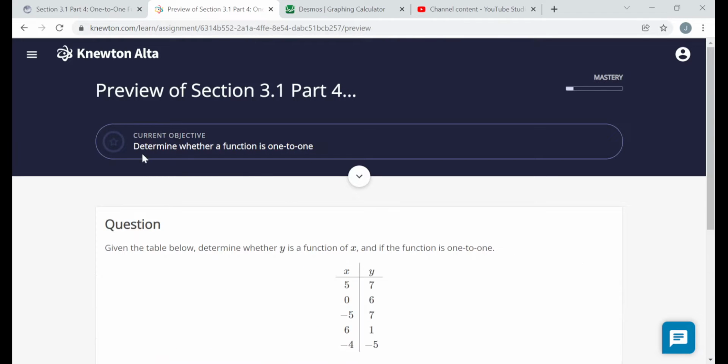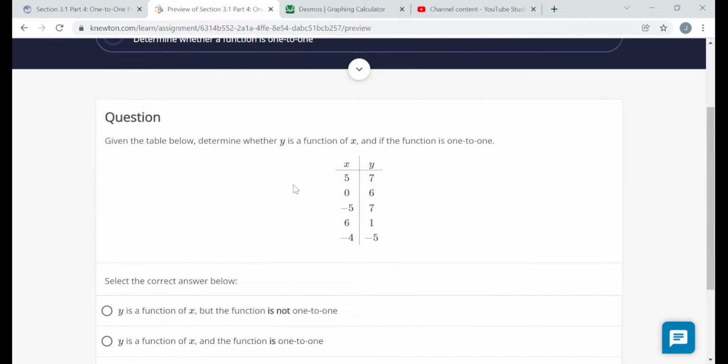All right, now we're in the other objective. Just determine whether a function is one-to-one. So again, now here they gave us a table, just a list of ordered pairs. Remember, x's are the inputs, y's are the outputs, right? X's are from the domain, y's are from the range here. Now, first they're asking, determine whether y is a function of x. First, it has to be a function before it can be a one-to-one function. I hope you understand this.